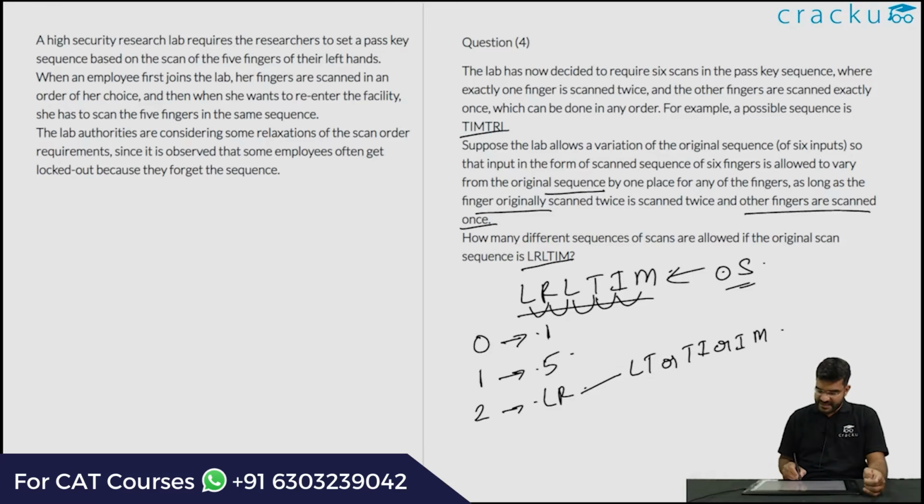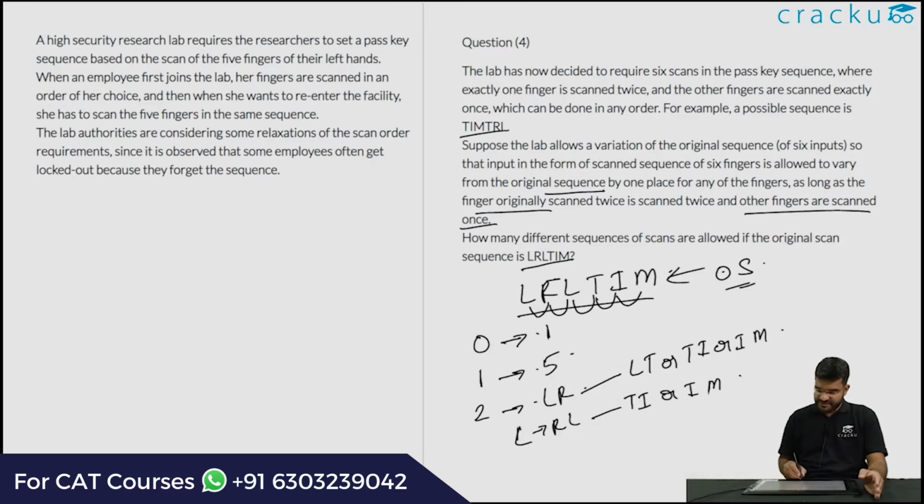Now suppose LR is not interchanged, that is L is constant and the first pair which is interchanged is the second one, which is RL. Now the number of ways in which we can pick one other pair which can be interchanged is, it can be either TI or IM.